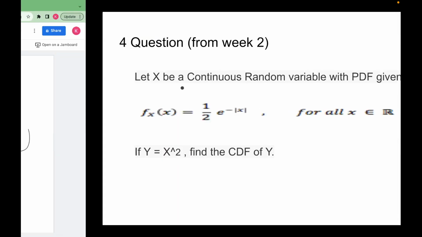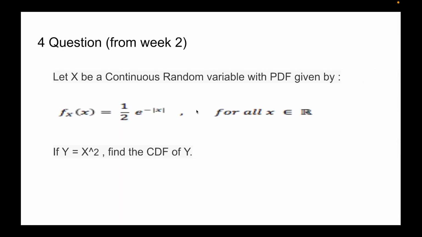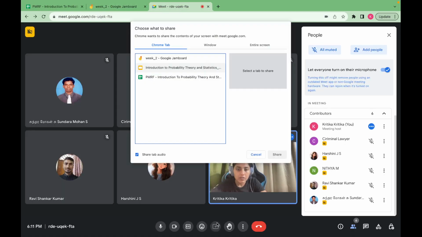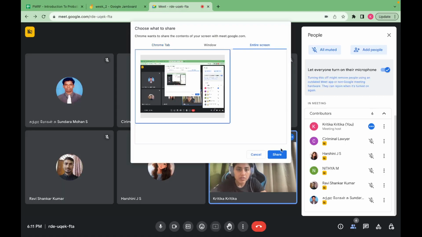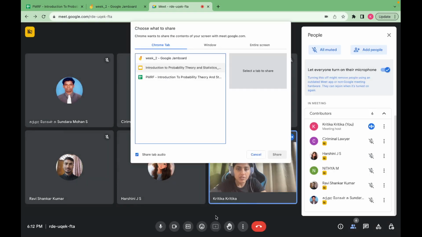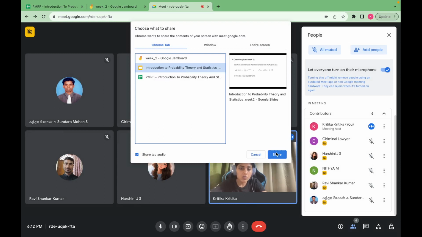So I can share my entire screen. I'm having some trouble in sharing my whole screen, so I need to switch my screen from the presentation to my Jamboard.